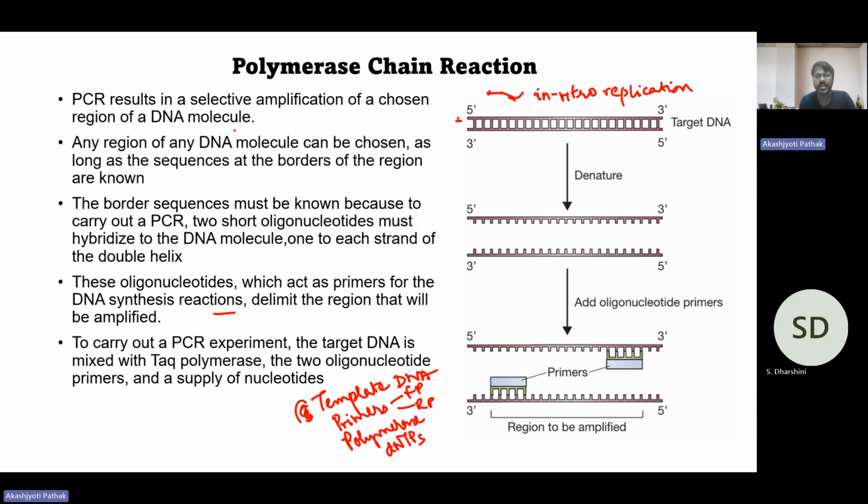Anything else? You will require buffer. For your enzyme to act, you will require a particular buffer which will have different cofactors like magnesium chloride for the activity of the enzyme. So these are the five different things that will be required for doing a polymerase chain reaction: template DNA, primers, polymerase, dNTPs, and buffer.